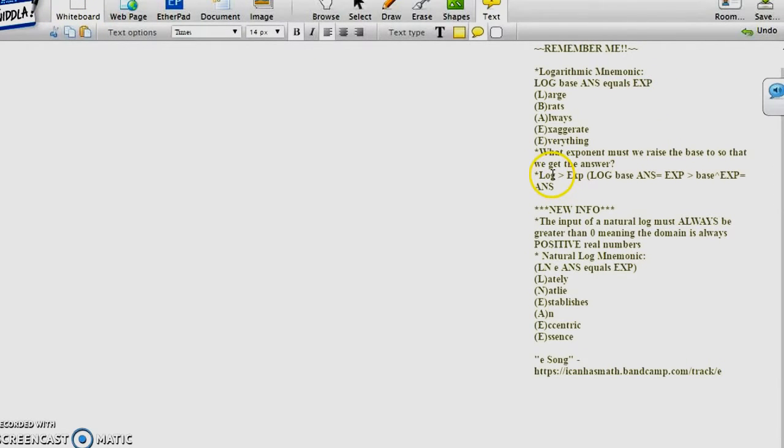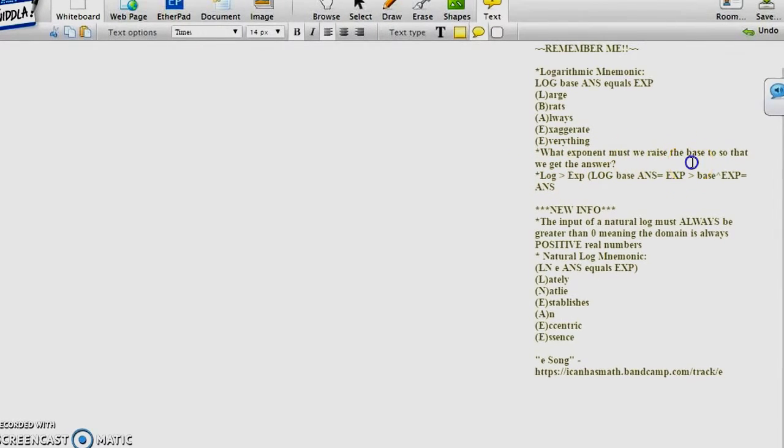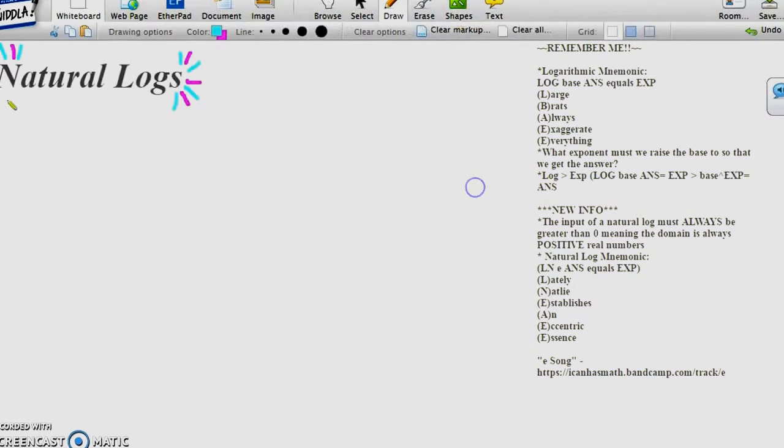We should also remember the question that a logarithm poses. What exponent must we raise the base to so that we get the answer? This question is also posed when it comes to natural logs. Natural logs just being logs with the base of e.